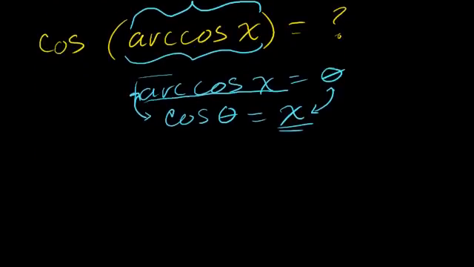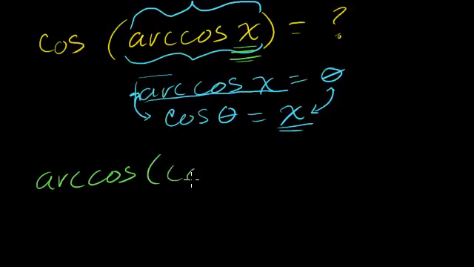Now let me ask you a bonus, slightly trickier question. This is true for any x that you put in here. This is true for any x, any value between -1 and 1, including those two endpoints. This is going to be true. Now, what if I were to ask you what the arc cosine of the cosine of theta is? What is this going to be equal to? My answer is it depends. It depends on the theta.